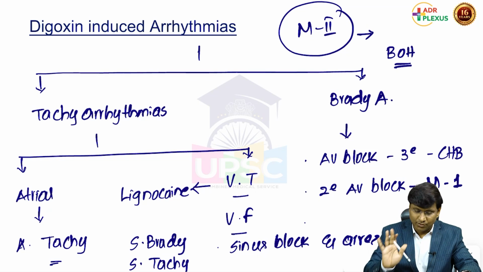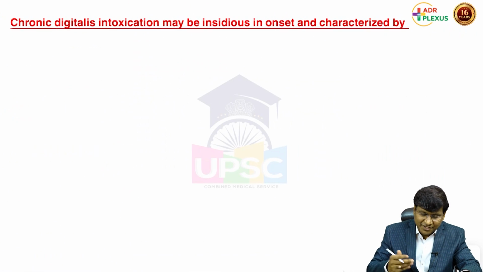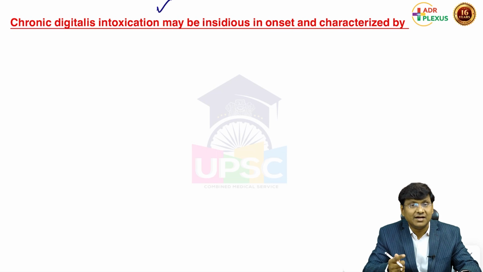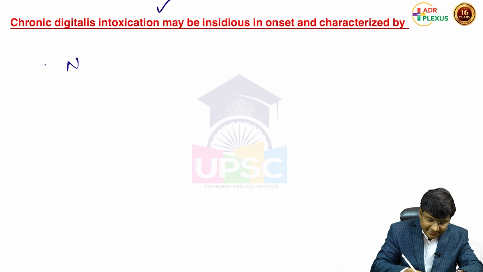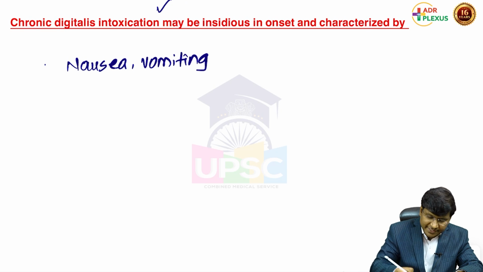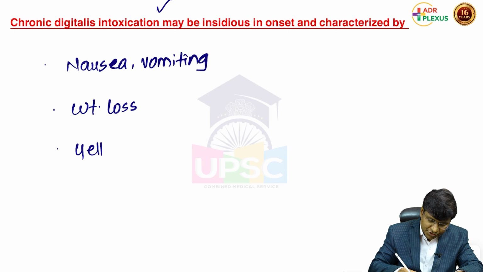Now, what are the other features that you have with chronic digitalis intoxication? First and foremost, a very important feature is that these patients will have nausea as well as vomiting. So this will be the earliest manifestation in case of digoxin toxicity. Digoxin toxicity is also associated with weight loss. And the vision, if you observe, is called the yellow vision.